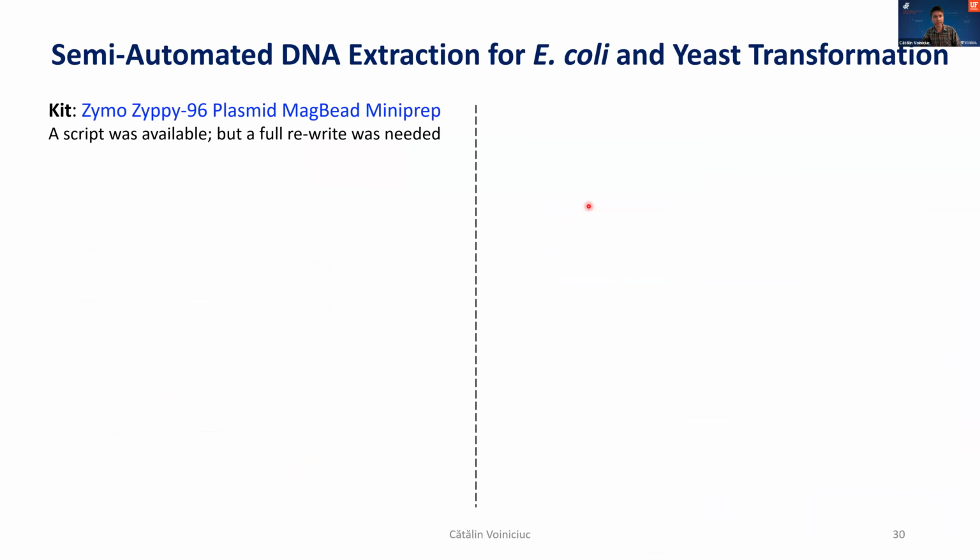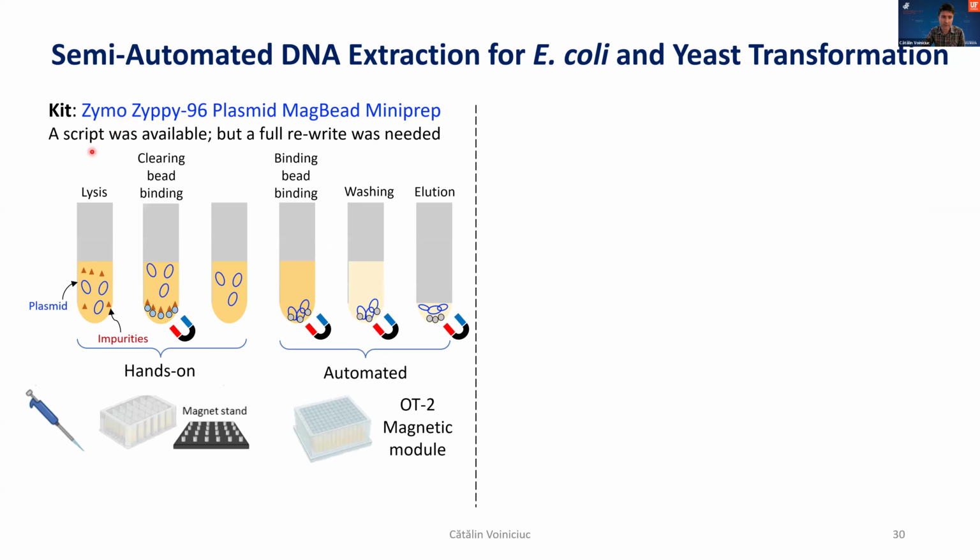Once you have colonies growing on a plate, we've written a protocol to extract DNA in high throughput using magnetic beads. And this uses a commercial kit from Zymo, where there was a published protocol available, but we realized it had to be completely rewritten. So there are multiple steps to this procedure, and some of it we realized has to be done manually because we have to use a particular magnet stand, and the pipetting is trickier for the robot to achieve.